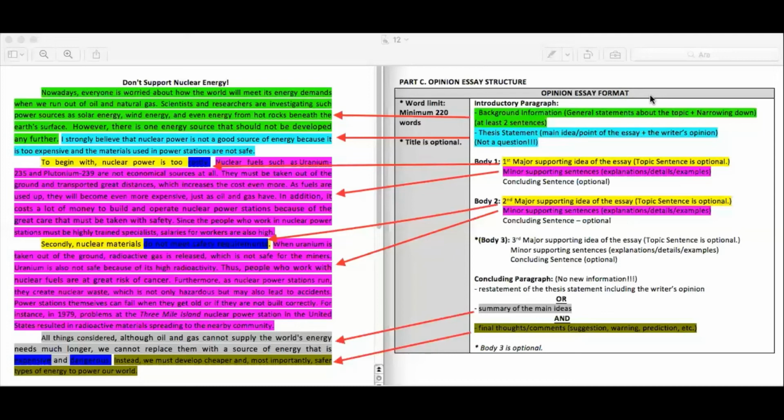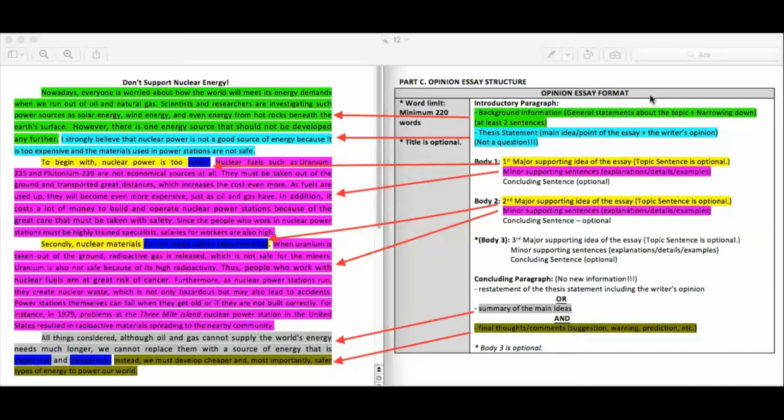And then the thesis statement comes. As you see, it is at the end of the introductory paragraph, and it gives the writer's opinion and tells the main idea of the whole essay clearly. It is about nuclear energy, and the writer is against it.